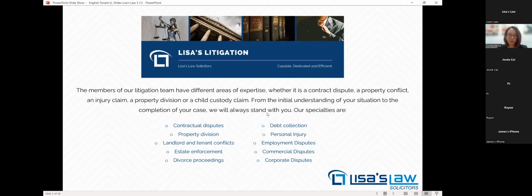So our law firm, we do other areas of law, such as contract disputes. We have a property division here. We do divorce, estates, debt collection, personal injury, any other disputes. We have all such areas covered.